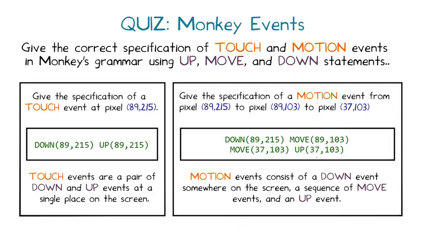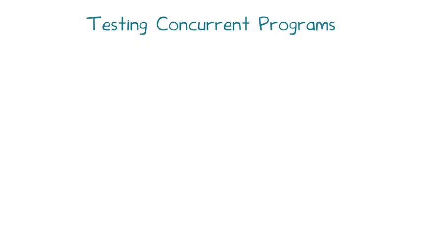Because touch and motion events are far more useful in practice than arbitrary down, move, and up events, the Monkey tool directly generates touch and motion events as opposed to individual down, move, and up events. This is a simple example of how the random testing paradigm can be adapted to a domain to bias it towards generating common inputs. Another important domain in which random testing is exceedingly useful is the testing of concurrent programs.